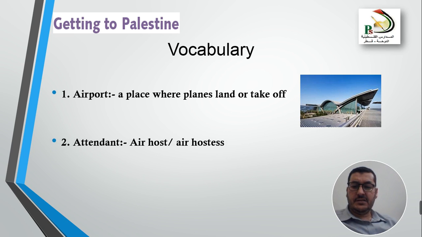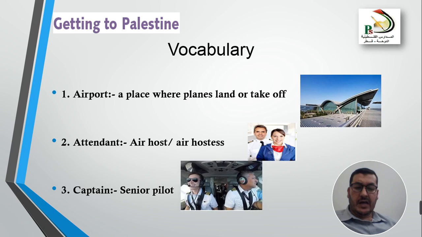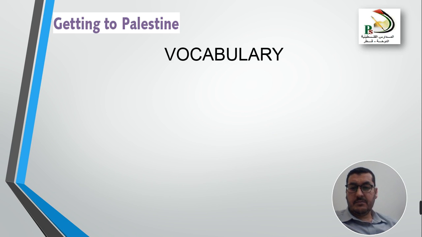Number 2, attendant, air host and air hostess. This is a picture of the attendant, and we can say the person who helps you in the airplane, who gives you the food and drink in the airplane. Captain, senior pilot. Okay, and this is a picture of the captain. We can say also pilot, the person who drives the plane or flies the plane.